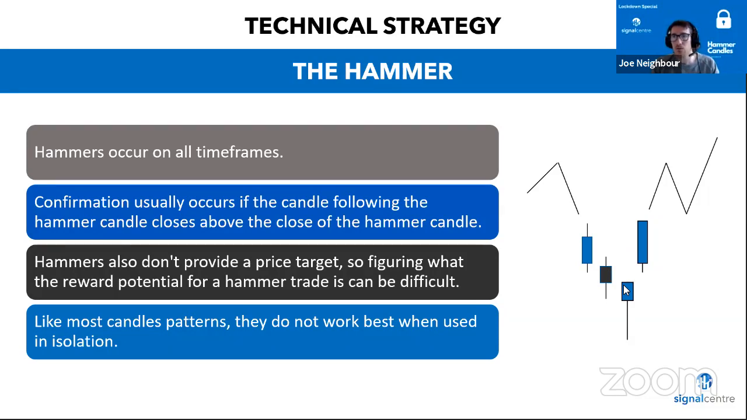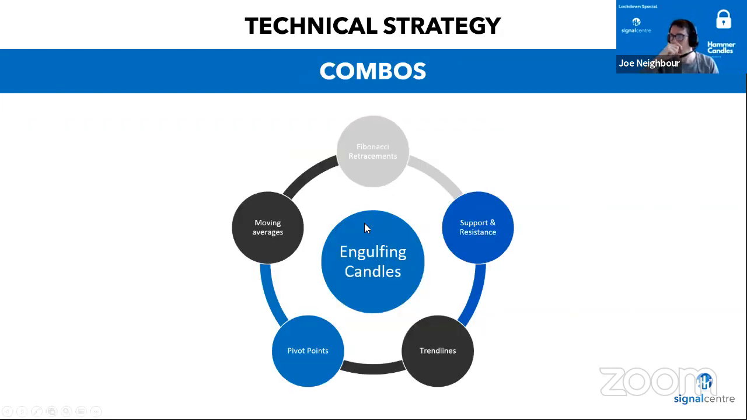And like most candlestick patterns, they don't work best when they're used in isolation. The previous example I showed you was a very speculative trade indeed. We were trading against the trend and we found a hammer candle to potentially trade. They don't tend to work best when used in isolation. So where should you be using them? I put this image together on the previous webinar that I did on engulfing candles, and this just gives you an idea of where you can look to use them in combination.